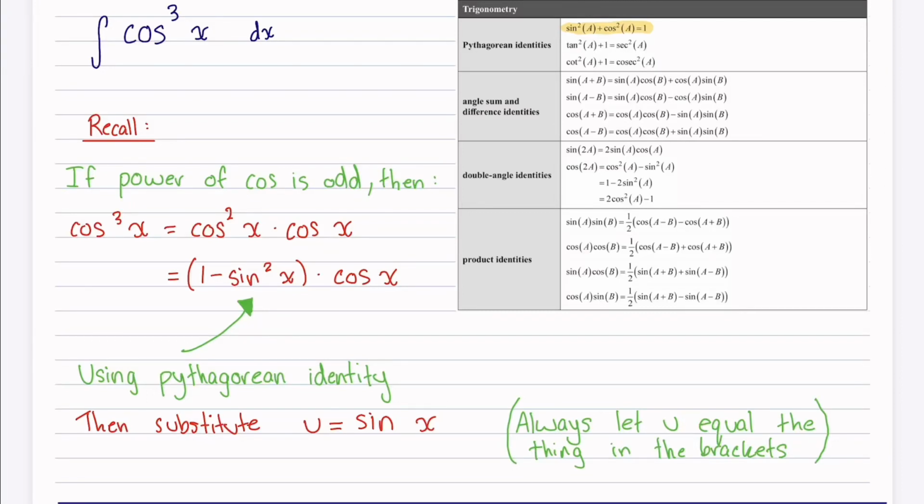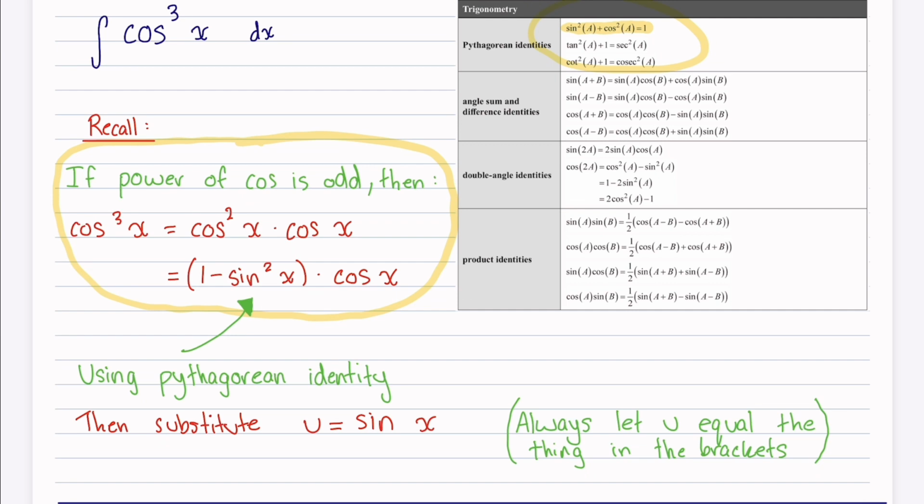Hi guys, in this video we're going to go through how to integrate cos x cubed. Before we start integrating, there's two things that we have to quickly recall. We have to recall that if the power of cos is odd, then we need to rewrite the function. So in this case, cos x cubed, we have to rewrite that as being the product of cos x squared times cos x.